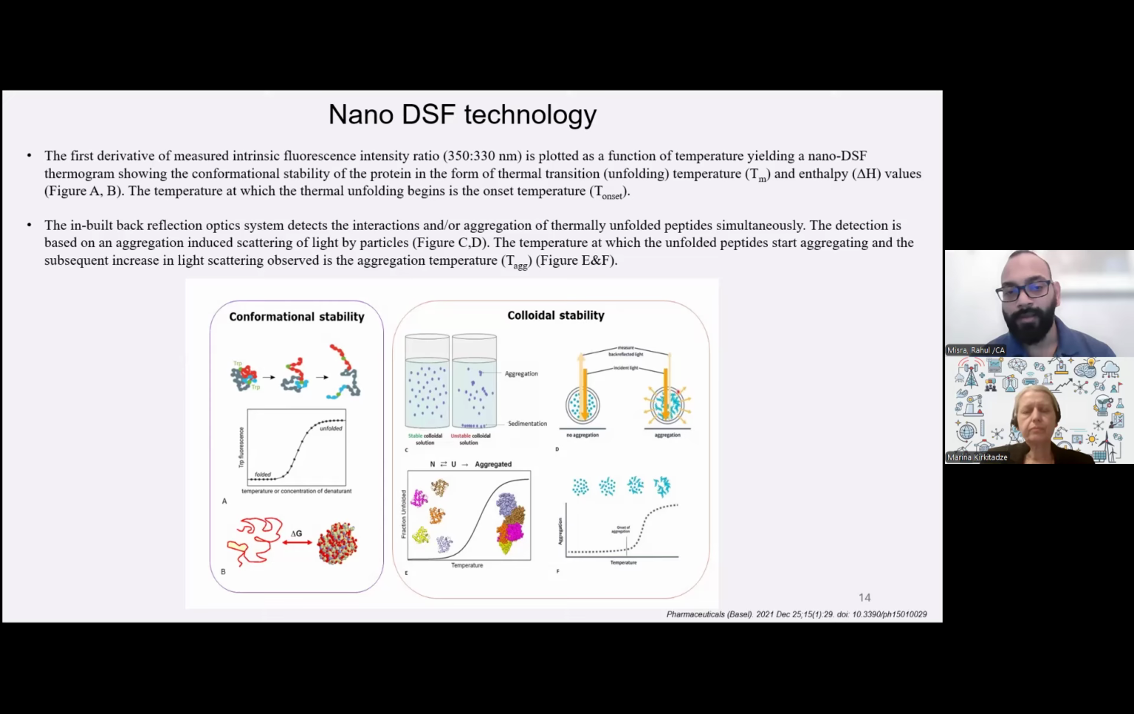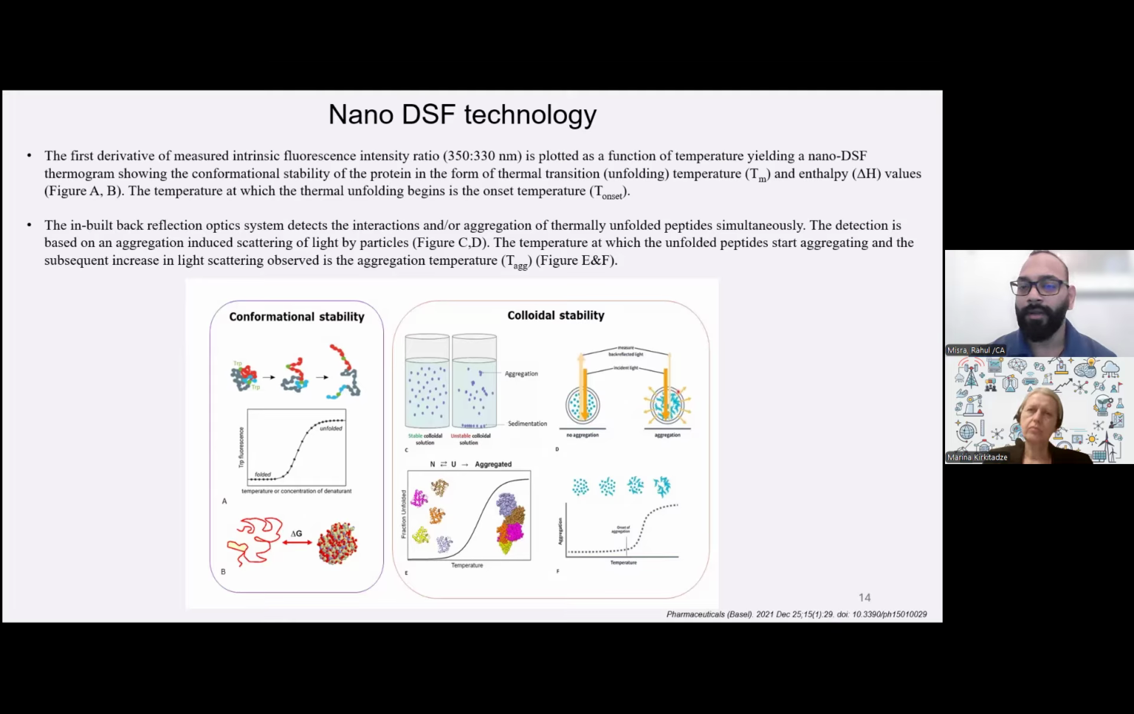Because we can study the aggregation through those light scattering techniques which I mentioned before, or the particle sizing techniques, but those are at a certain temperature where your formulation is stored.